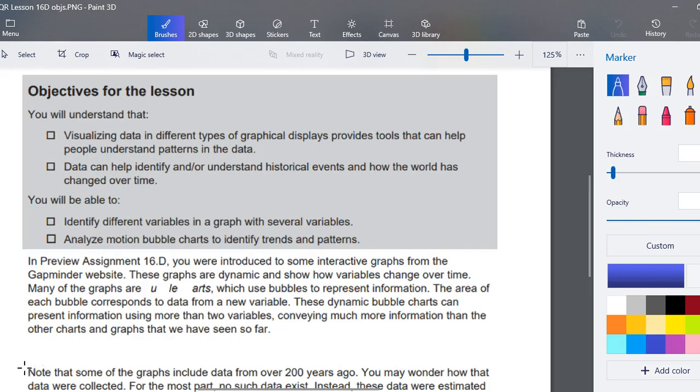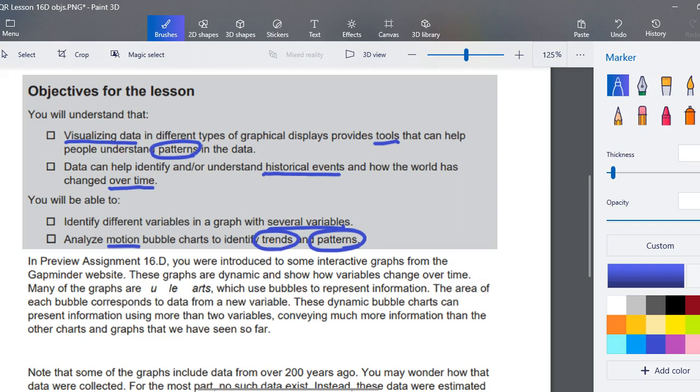In today's lesson, we're going to understand that visualizing data in different types of graphical displays provides tools that can help people understand patterns. We have used this word a lot this semester, trends and patterns. Data can help identify and or understand historical events and how the world has changed over time. We're going to be able to identify different variables in a graph with several variables and analyze motion bubble charts to identify, here it is, trends and patterns.